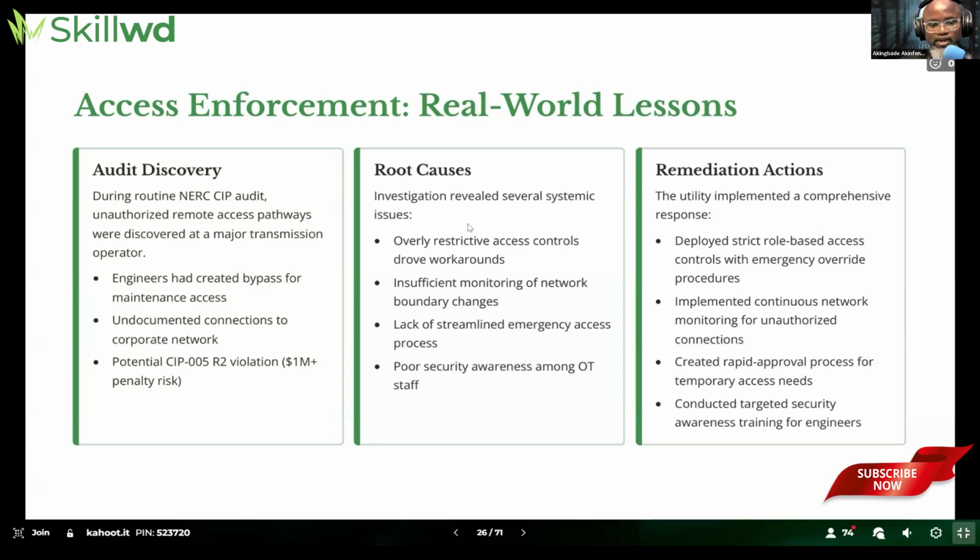But the investigation in this case revealed a systemic issue. Overly restrictive access control made people find a workaround. That's why at times you have to have a process that is clean enough to avoid circumventing it. If there are so many layers of approval, people will find a way around it, right? If there is insufficient monitoring of your network, that's a potential gap. There is no streamlined emergency access process. If everything is an emergency, then there's a gap somewhere. Then there's also a poor security awareness program for this organization.